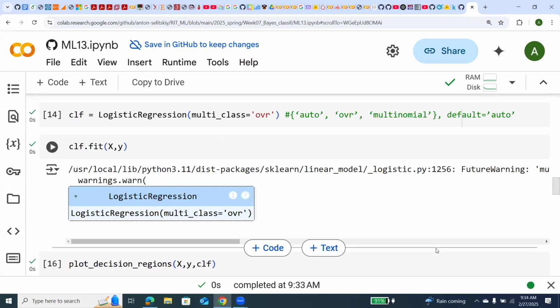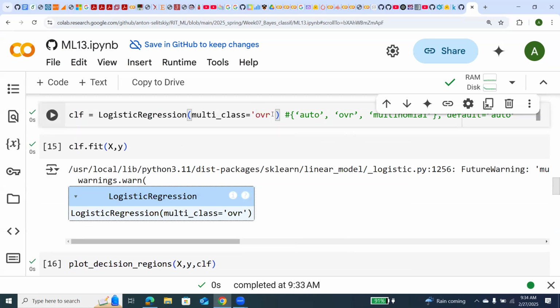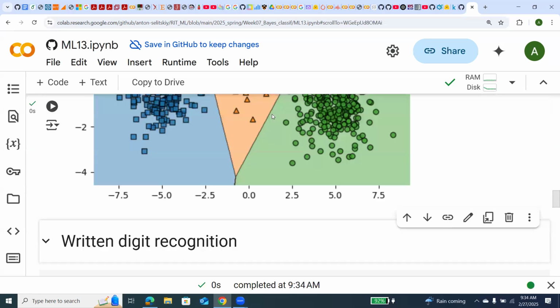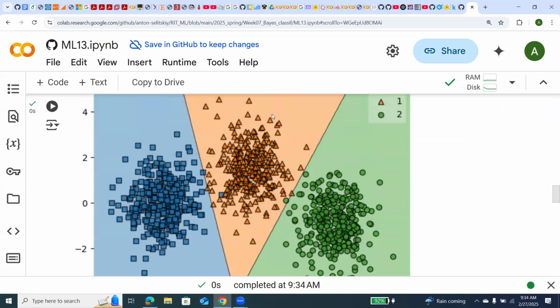The default behavior is multinomial, which we covered last time, when we create for every class a linear model with their own weights, and then we tune joint probability. So this is the default behavior, and let's see how decision boundary looks in this case. So what do you think? Which method worked better, one versus all or joint logistic regression?